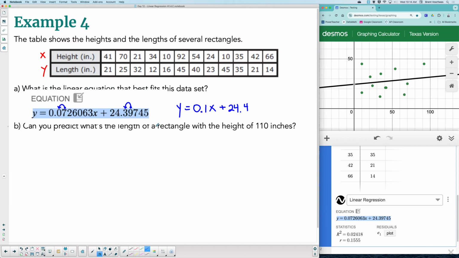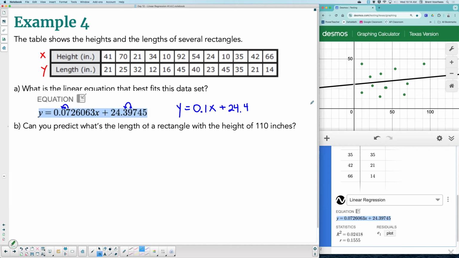9 is, if the rule is 5 or more, you raise the score. So that's my equation right there. Now let's go to part B. On part B, it says, can you predict what the length of a rectangle with a height of 110 inches?